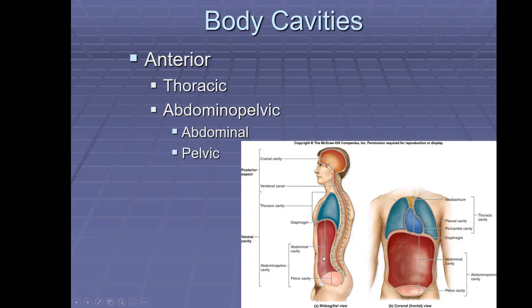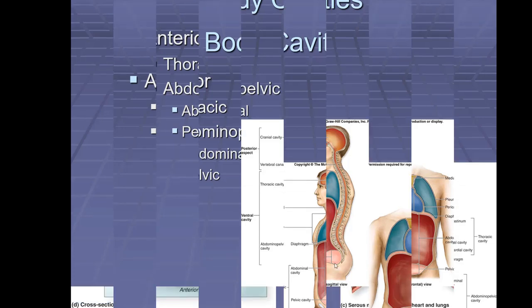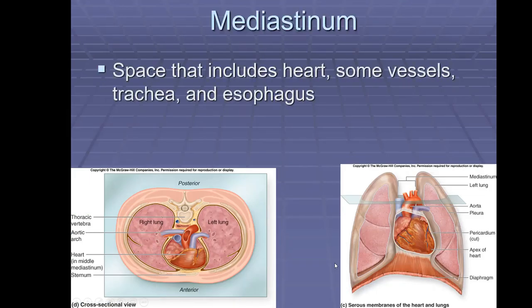So abdominopelvic, abdominal, pelvic, thoracic. All of that fits into the anterior body cavity. And you can see from this picture why this is anterior and why this is posterior, because this is in the back. All right, this is not a cavity, but it's a space. So this space is called the mediastinum. It's just a space that includes the heart and some other structures.